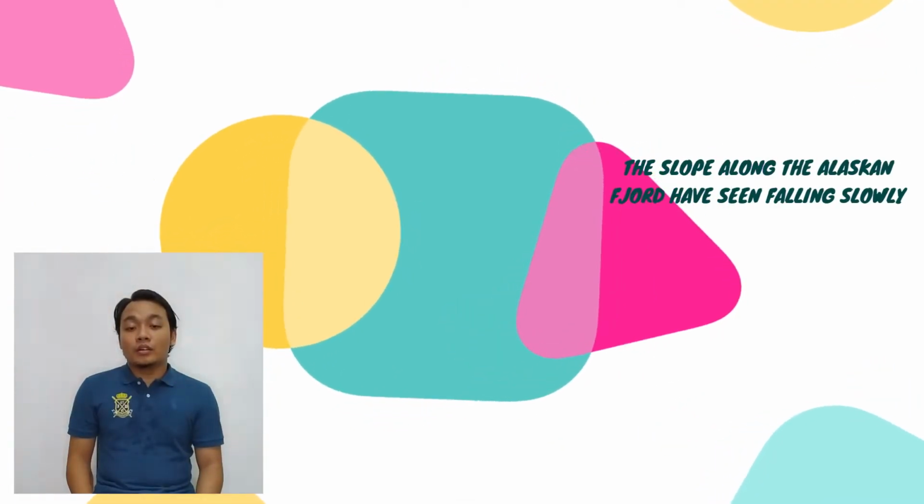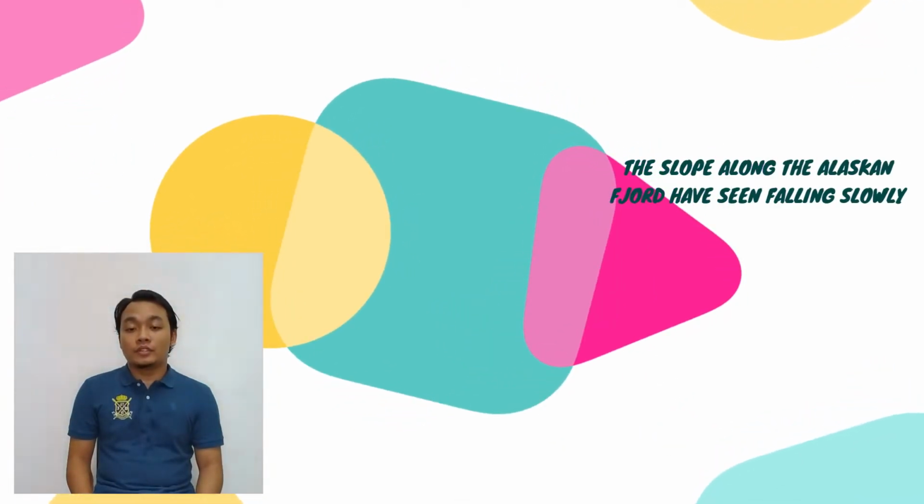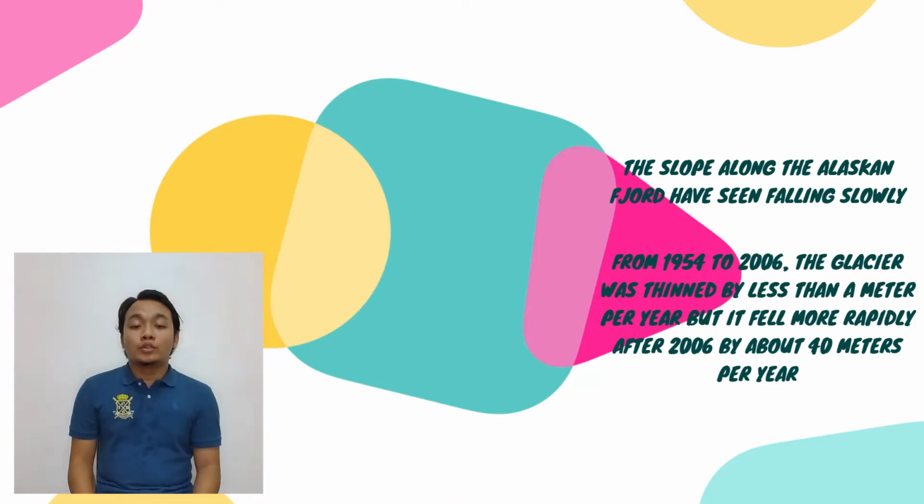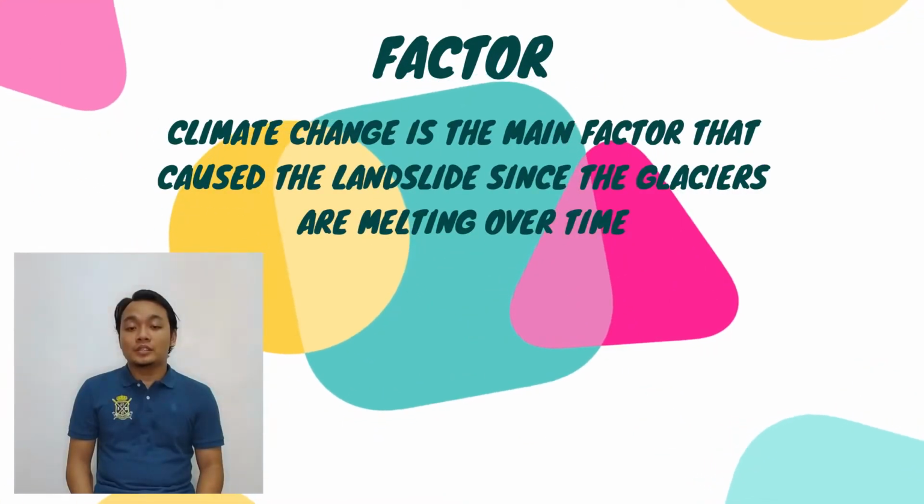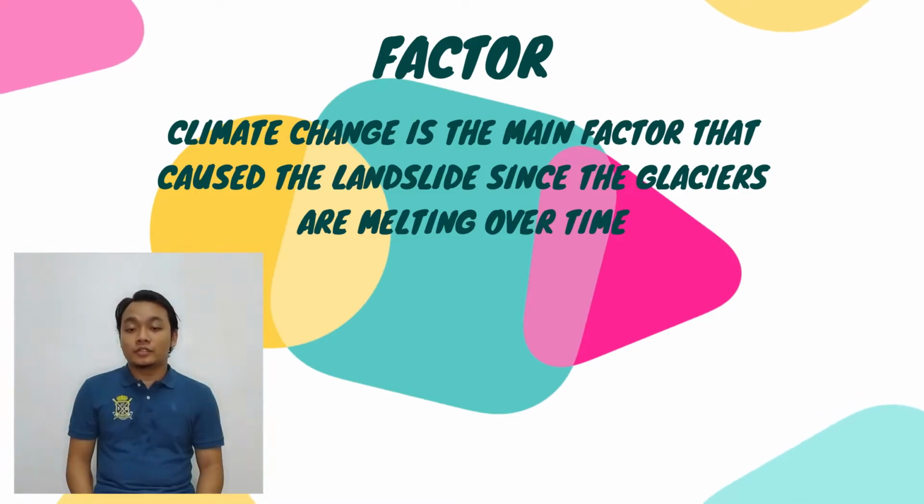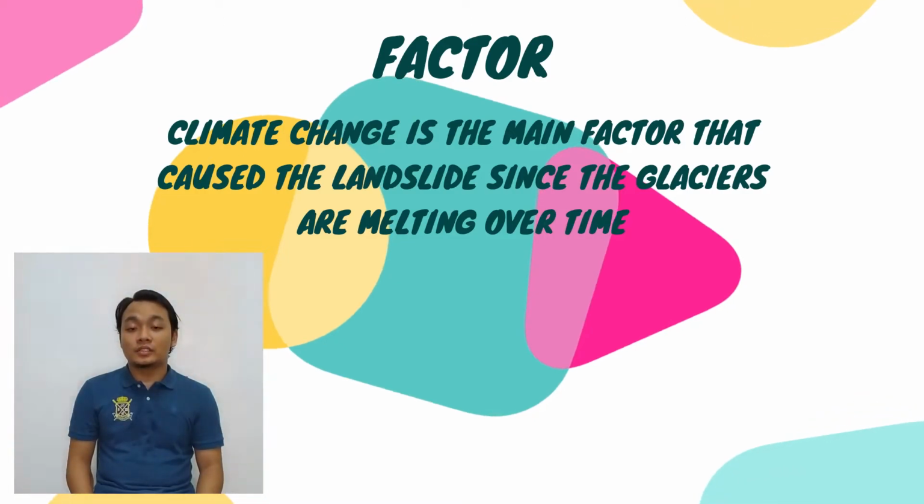The slope along the Alaskan Fjord has been falling slowly. From 1954 to 2006, the glacier thinned by less than a meter per year, but it fell more rapidly after 2006, by about 40 meters per year. Climate change is the main factor that causes the landslides, since the glaciers are melting over time.